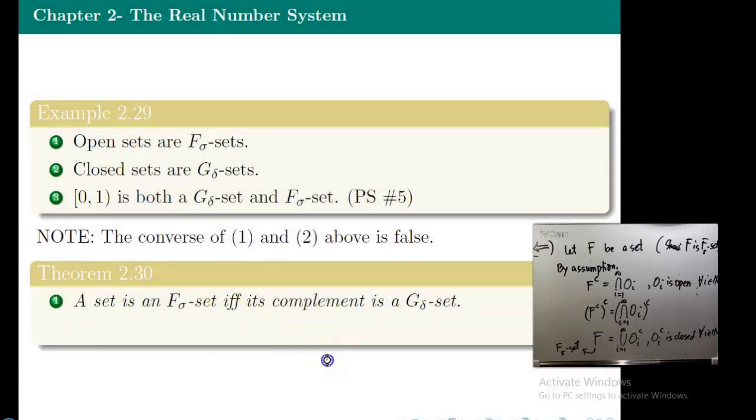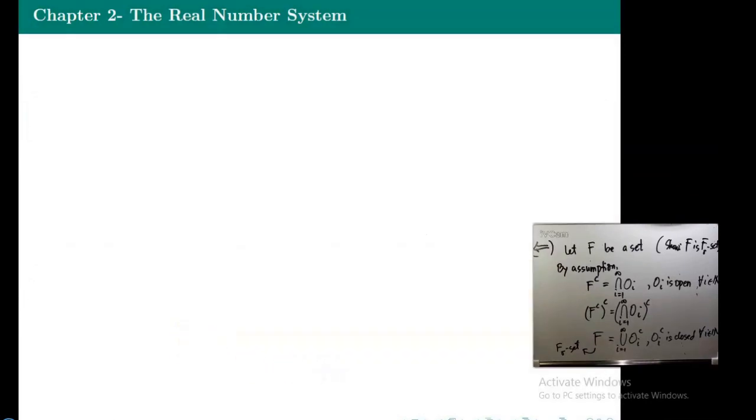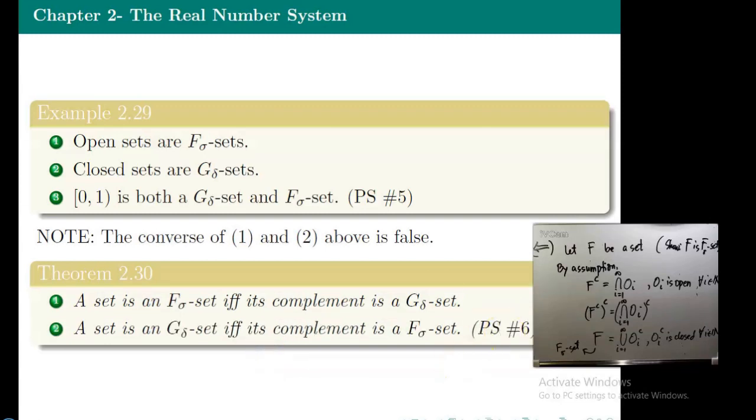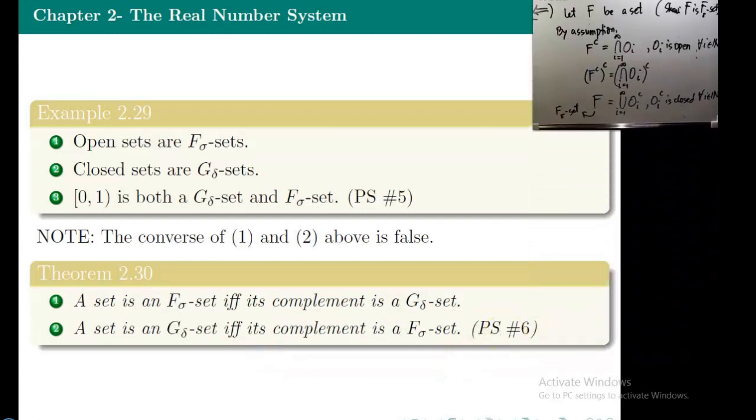Now the next one is: a set is a G delta set if and only if its complement is an F sigma set. So this will be your problem set number 6. You're going to prove this statement. So we're done.